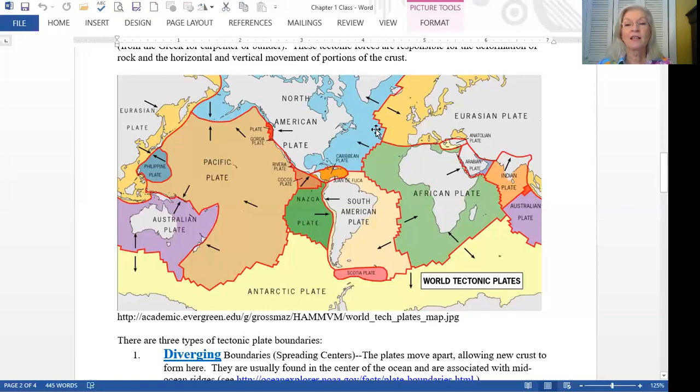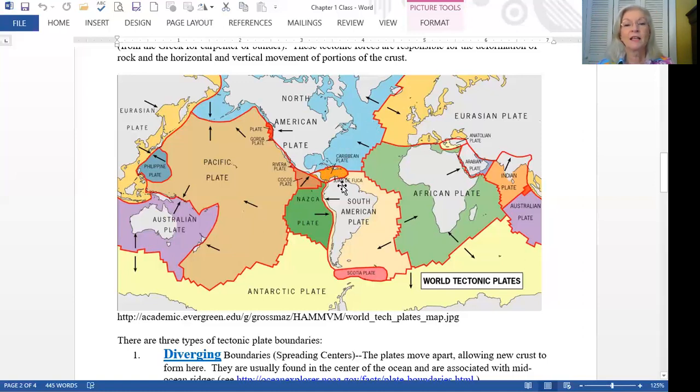You can see that the plates are pulling apart. And that means that new ocean crust will be created in that location to fill the gap. When the plates pull apart, something's got to happen to take care of the missing space in between. And what happens when the plates separate is that molten material from the mantle comes up to fill the gap.